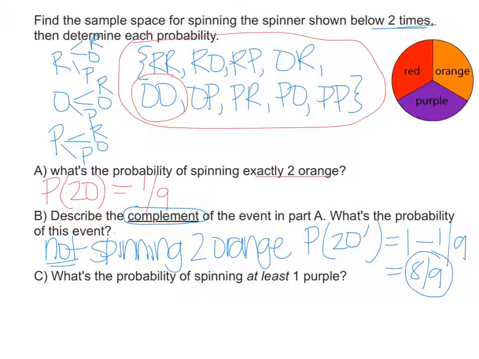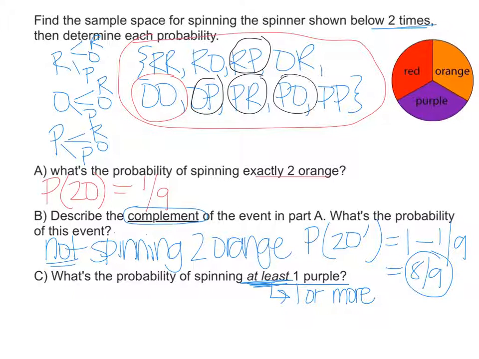Okay, and then finally it says, what's the probability of spinning at least 1 purple? At least. So think about what that means. If I say I'm going to do at least 1 of something, that means 1 or more. So now I'm looking at my sample space for any outcome that has 1 or more purples, meaning really 1 or 2, since you can't have more than 2 in this case. So I'm going through and I'm looking for anyone that's got a purple in it, essentially. So here's a purple, here's a purple, purple, purple, purple. Okay, so there are 5 of them total.